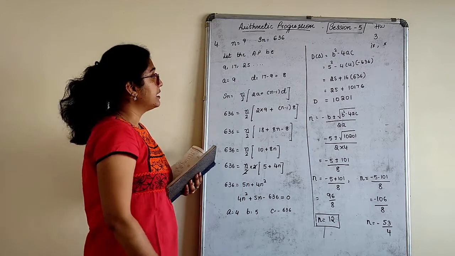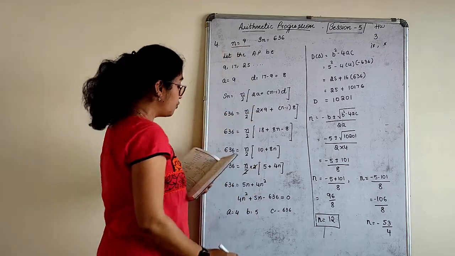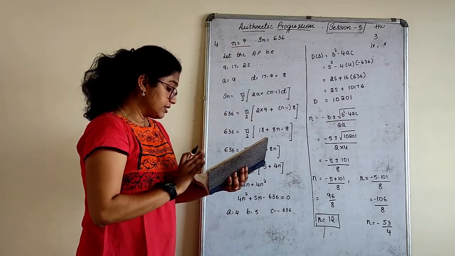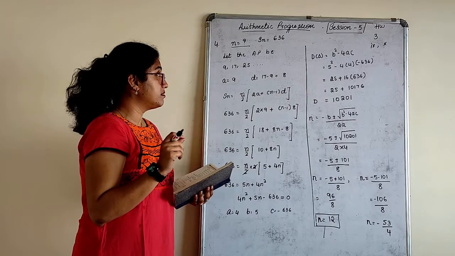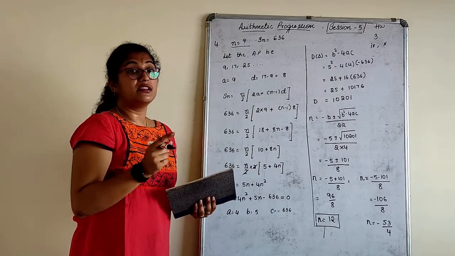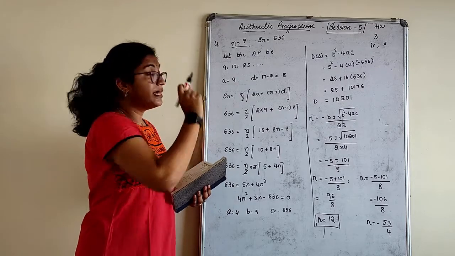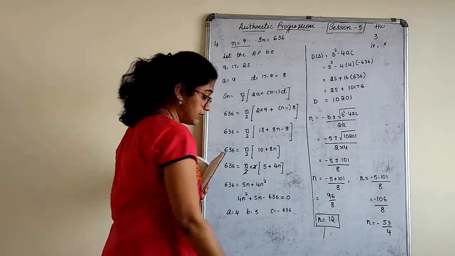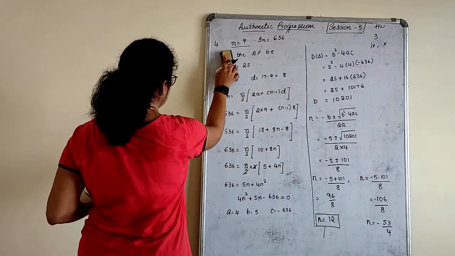Now that is what they had asked to find here. As they had asked, n is equal to 12, there are 12 terms. How many terms are required in AP to make a sum of 636? 12 terms are required in AP to make the sum 636. Quickly, we'll start with the next one.